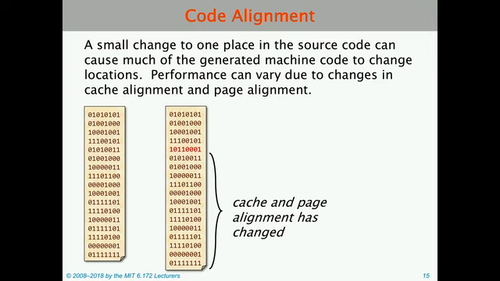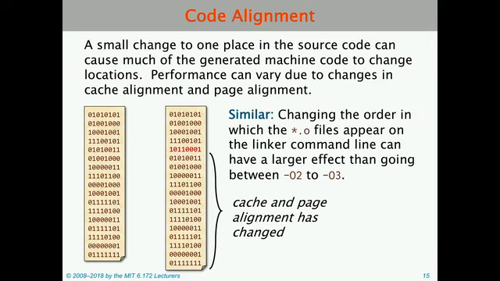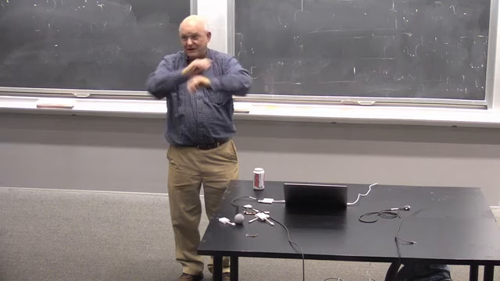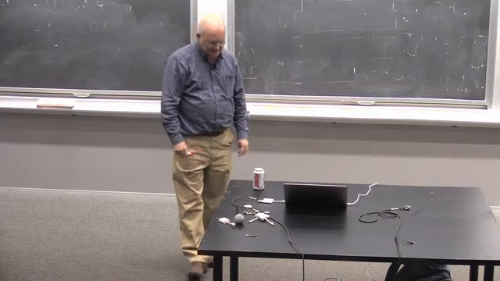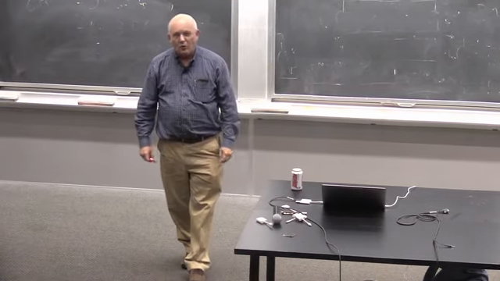Here's another one that's even more insidious. If you change the order in which the .o files appear on the linker command line, that can actually have a bigger effect than going between -O2 and -O3. When you compile this order versus this order, you can have quite a big difference. Yikes.